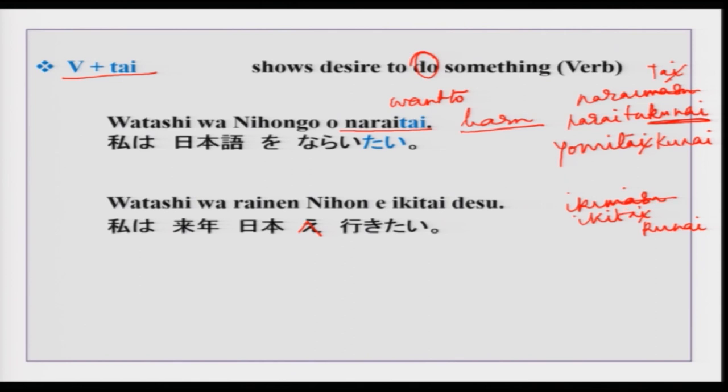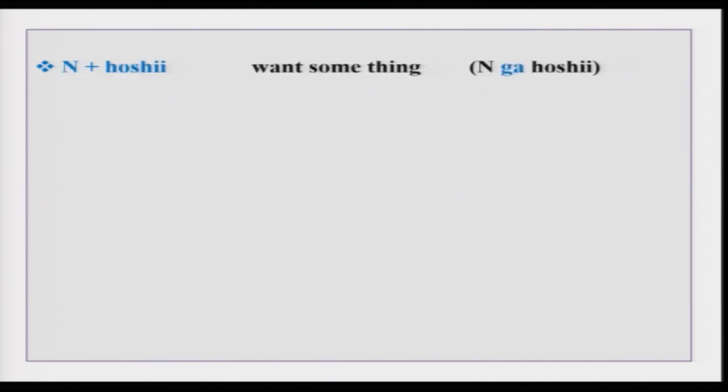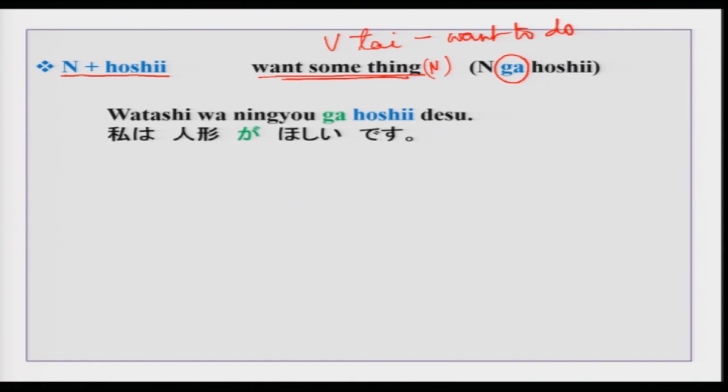It is very simple. Something you want to do. And now we have hoshi, which also shows that you want something, but the difference between hoshi and tai is, tai form is want to do as we did just now, and hoshi is want something, generally which is a noun. It could be a person, it could be a thing, and hoshi will take particle ga. Noun ga hoshi desu. Watashi wa kuruma ga hoshi desu. Now, you can see the example.